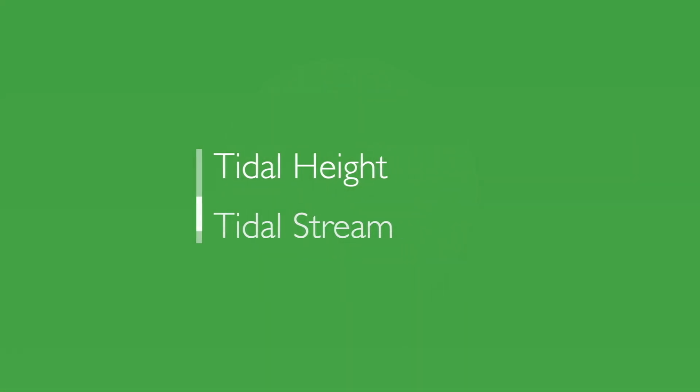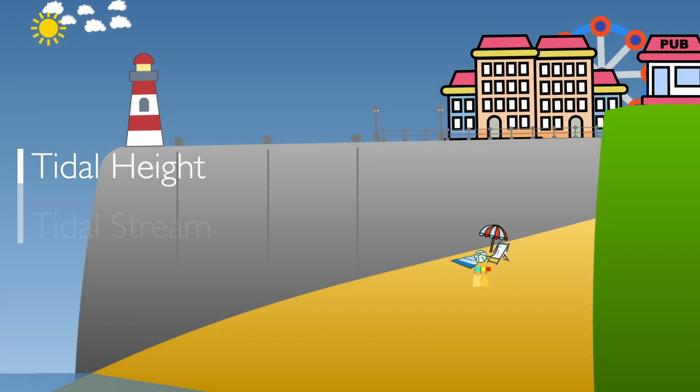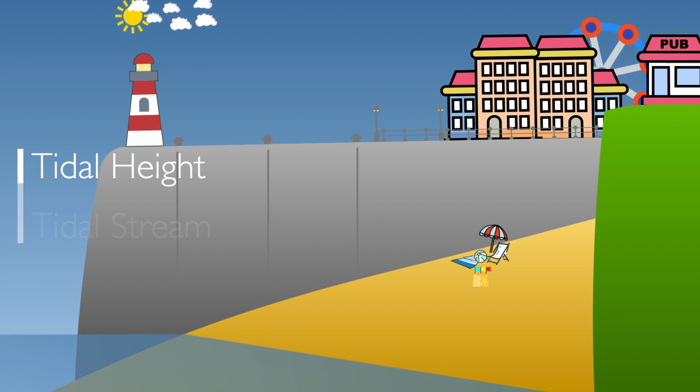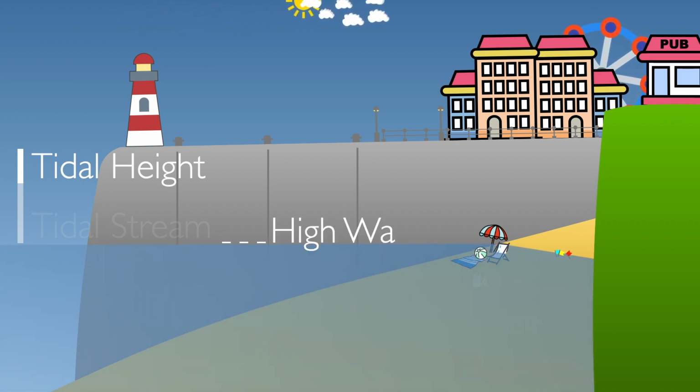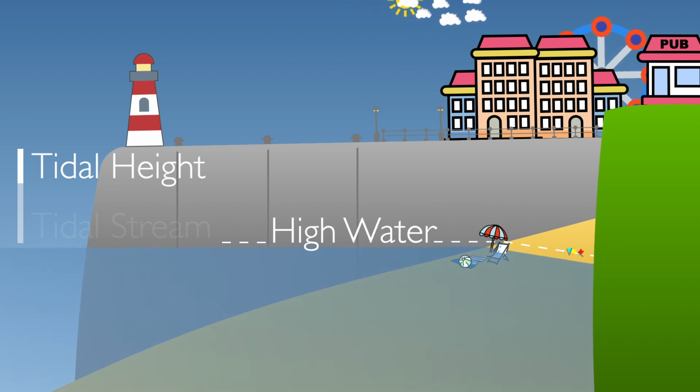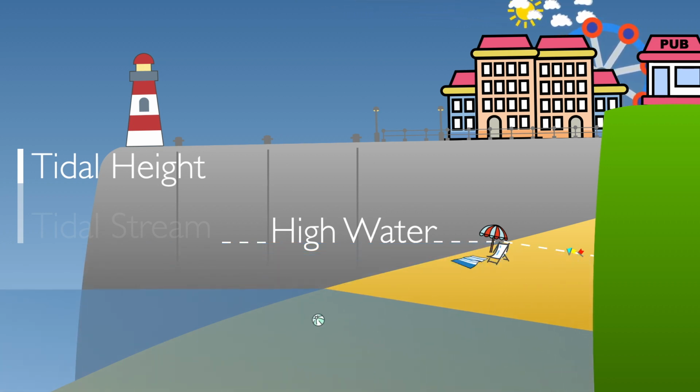About tides, we think of two things: tidal height, how far up the beach the water will come, and tidal streams, how fast the water moves whilst travelling up the beach. Tidal heights are measured as a high water, the highest up the beach the water will go, and a low water, the lowest down the beach the water will go.